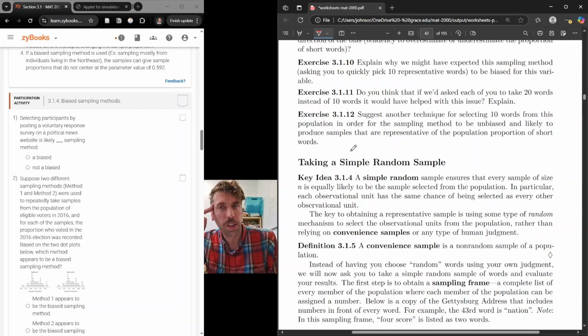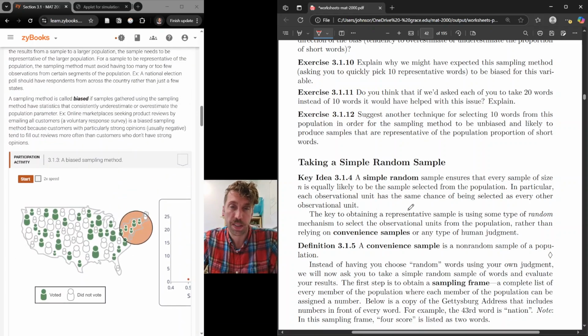Explain why we might have expected the sampling method, asking you to quickly pick 10 representative words, to be biased for this variable. Do you think that if we'd asked each of you to take 20 words instead of 10, it would have helped in regards to the bias? So explain, you should be using some full sentences, and this is a question getting at if you truly understand what bias is. Number 12, suggest another technique. So again, if you're having trouble with number 11, go back to the definition of bias and look at that.